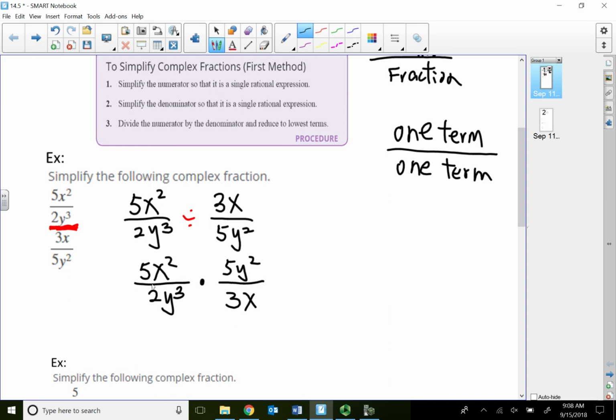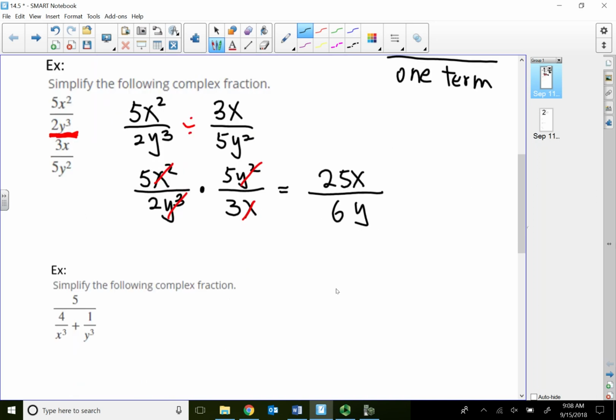Since every numerator and denominator is already one term over one term, I don't have to do any factoring. I'm just going to cancel out the common factors. I got 2x on top, which cancels with 1x in the bottom, leaving 1x on top. I got 2y on top, which cancels with 3y in the bottom, leaving 1y in the bottom. The 5 and 5 on the top can't reduce with the 2 and 3 in the bottom, so let's multiply side by side, which is 25 over 6. So my answer is 25x over 6y.